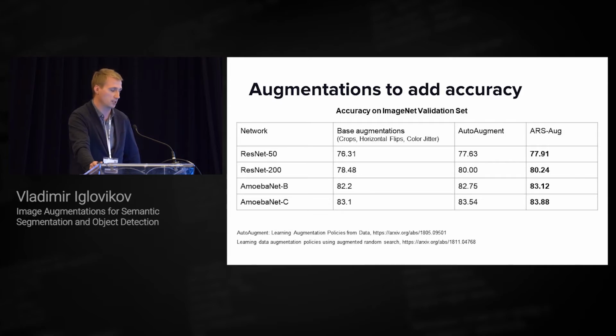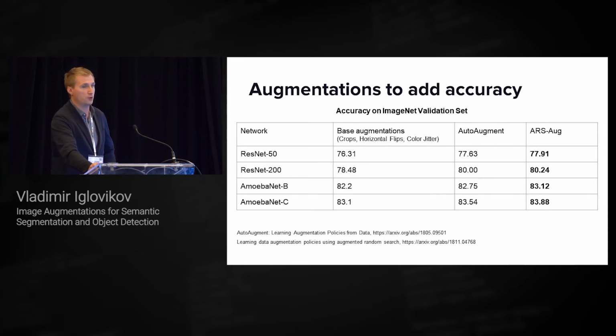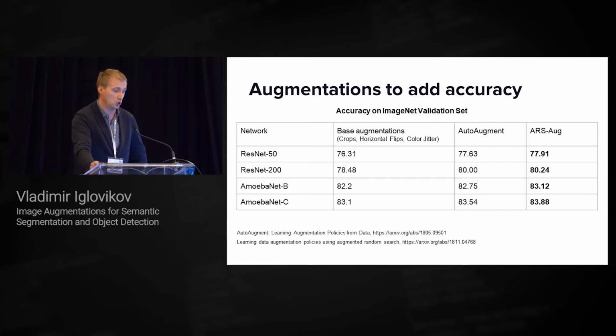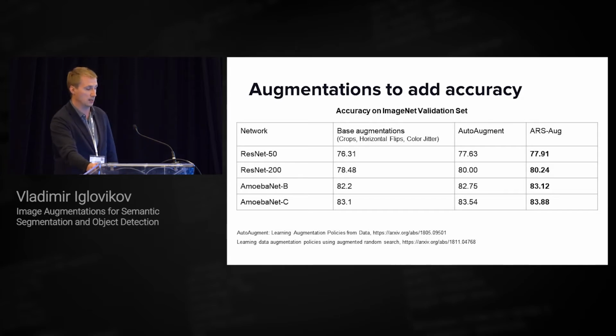Okay, augmentations to add accuracy. Augmentations as regularizers. Here's a research result that I really like. In this second column is accuracy on ImageNet with the standard augmentations: crops, horizontal flips, color jitter, and you get some numbers. In the third and fourth columns are more advanced augmentations that people chose using reinforcement learning, some shady magic there. But what's my point? You get exactly the same data set and exactly the same network, you apply better augmentations, and you get better accuracy. You didn't spend time or money on labeling more data, but you get a better model. Why? Because of better regularization.